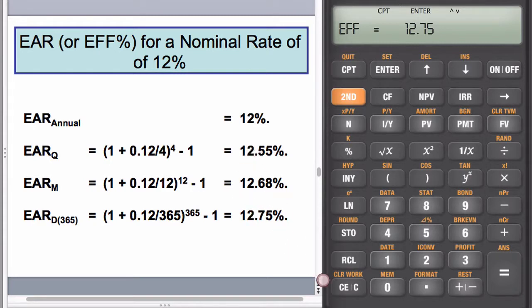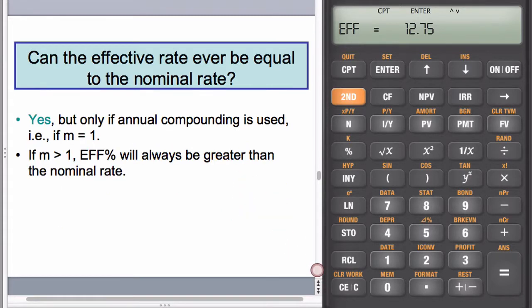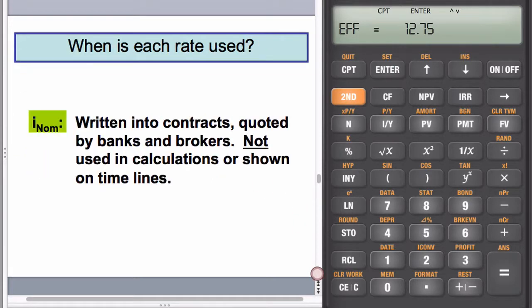And these are some numbers, same information there, you can verify it. Can the effective rate ever be equal to the nominal rate? Yes, only if the compounding is annual, i.e. if m equals 1. If m is greater than 1, the effective rate will always be greater than the nominal rate.